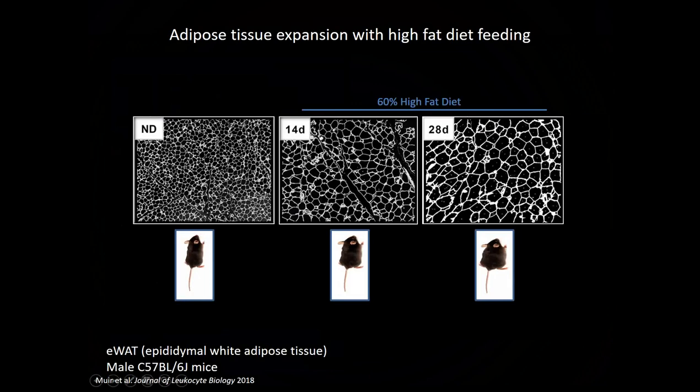So one of the main things is, this is showing a cross-section of adipose tissue, just sort of a binary view of this in the normal diet case, so in lean mice, and then looking 2 weeks, 4 weeks out on this high-fat diet, we can see a dramatic increase in the volume of adipocytes.